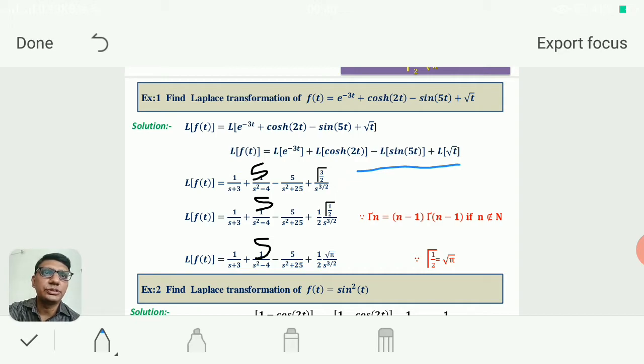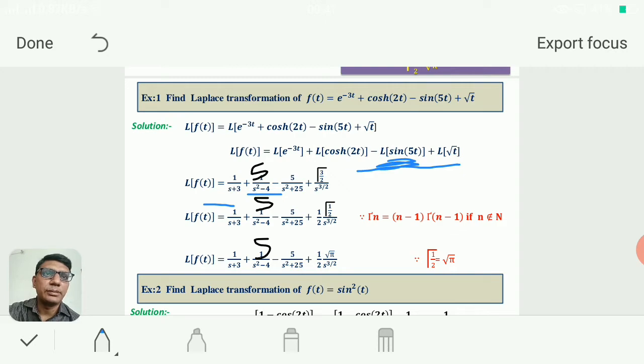We know the Laplace of e raised to minus 3t is 1 upon s plus 3. The Laplace of cos hyperbolic at is s upon s square minus a square. So Laplace of cos hyperbolic 2t is s upon s square minus 4, where a equal to 2, so its square is 4. Now Laplace of sin at is a upon s square plus a square. Therefore Laplace of sin 5t is 5 upon s square plus 25.